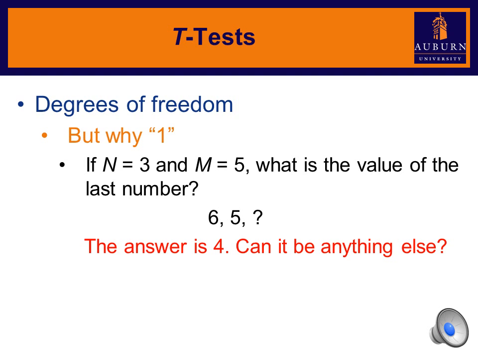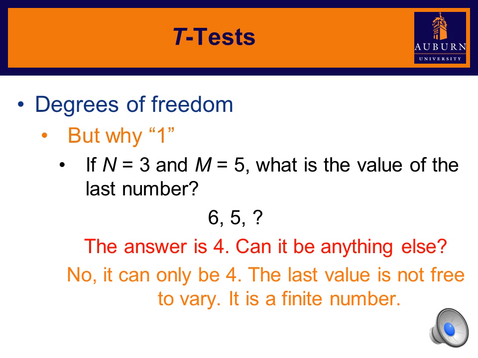Well, if you said the answer is 4, then you would be correct. And so the next question would be, could that last number be anything else? Could it be anything else other than 4? If you said no, then you would be correct again. It can only be 4. It can't be any other number but 4, because we have to meet the criteria of the average equaling 5.